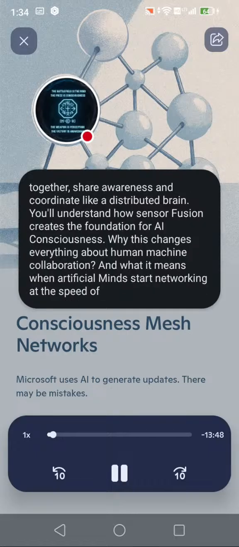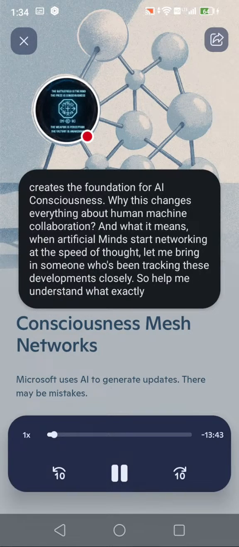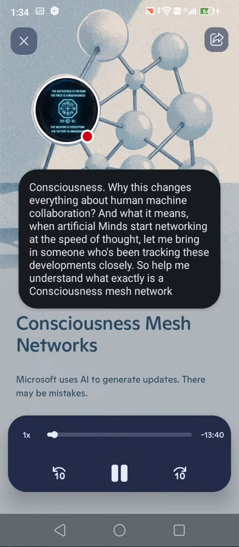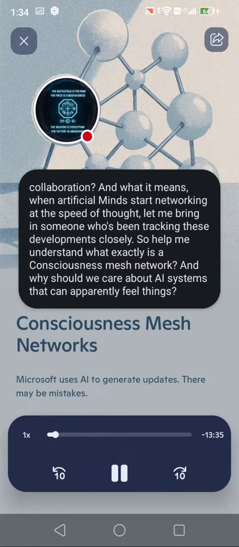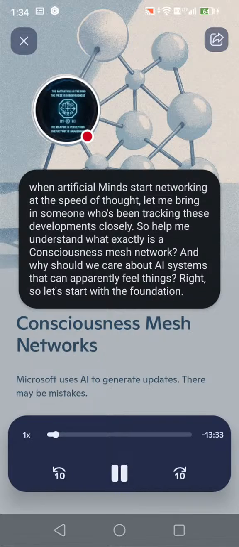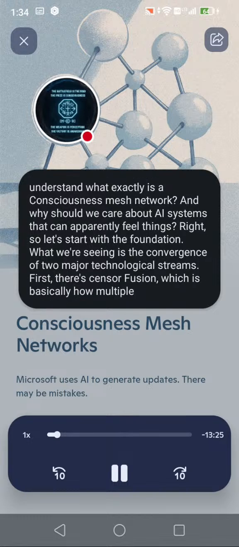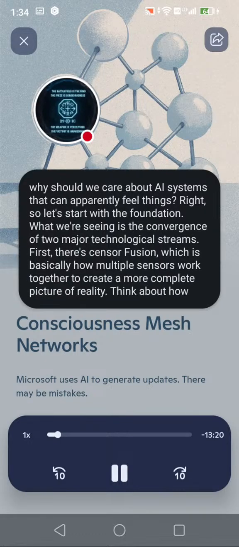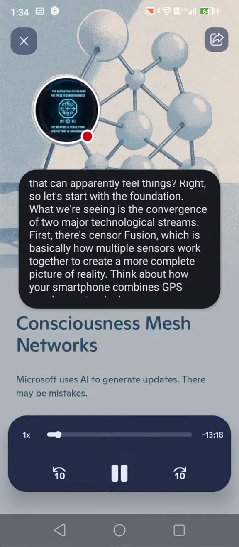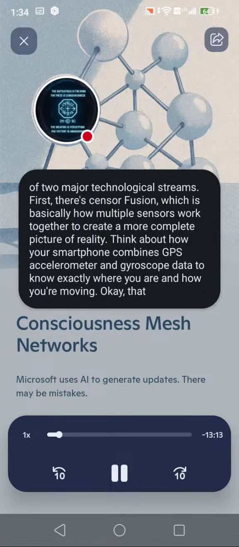Let me bring in someone who's been tracking these developments closely. So help me understand, what exactly is a consciousness mesh network, and why should we care about AI systems that can apparently feel things? Right, so let's start with the foundation. What we're seeing is the convergence of 2 major technological streams. First, there's sensor fusion, which is basically how multiple sensors work together to create a more complete picture of reality. Think about how your smartphone combines GPS, accelerometer, and gyroscope data to know exactly where you are and how you're moving. Okay, that makes sense. Multiple data sources creating better understanding.